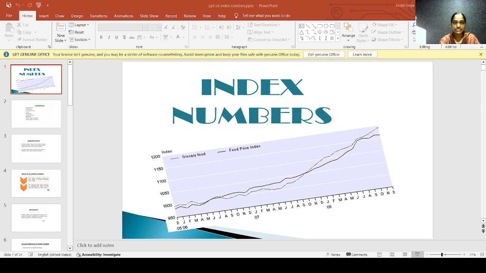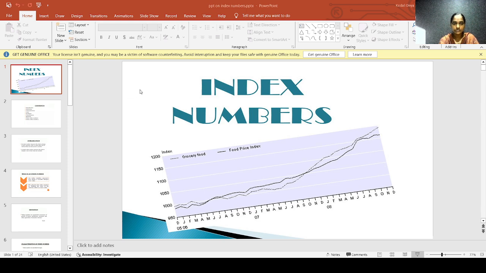What are the characteristics of index numbers? There are many characteristics. A few of them are: index numbers are specialized averages, and index numbers measure the change in the level of phenomena. Mainly, we use index numbers to measure the changes in the phenomena. Phenomena is nothing but a variable. Index numbers measure the effect of changes over a period of time.